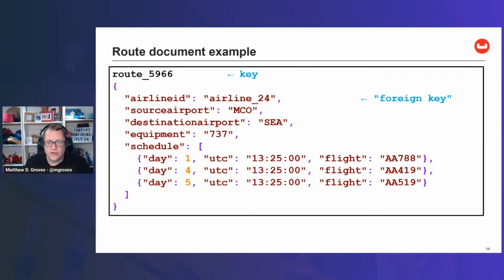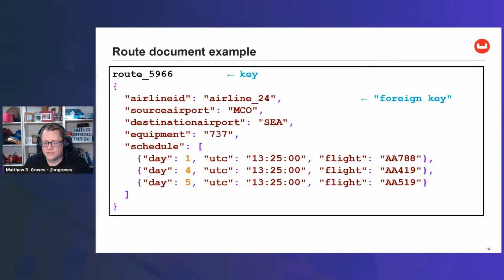So in the JSON, notice that this route has a source and destination. This is an airline going from one airport to another. Also notice it has an airline ID field, which is like a "foreign key" in quotes, because again, this isn't relational. There's no constraint on the actual JSON that's enforced by the database. But it works similar to a foreign key, where I can look up airline 24 and get the airline that's associated with this route.